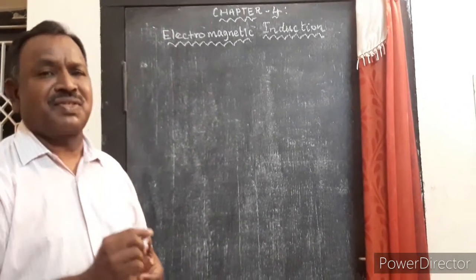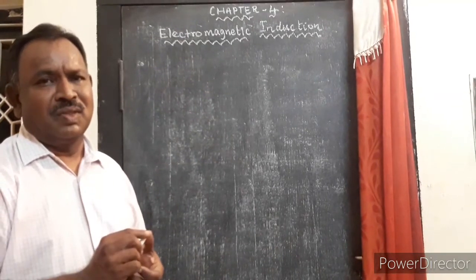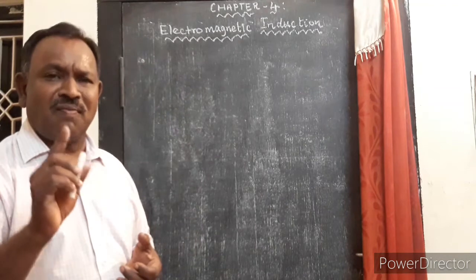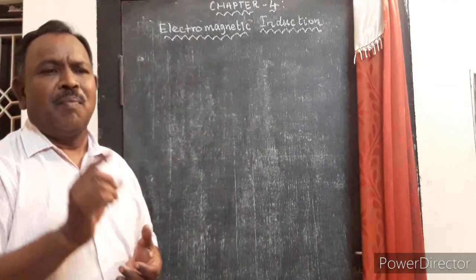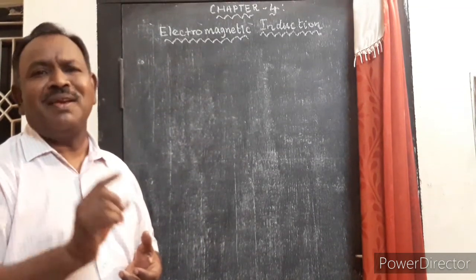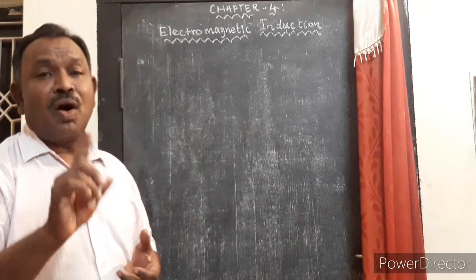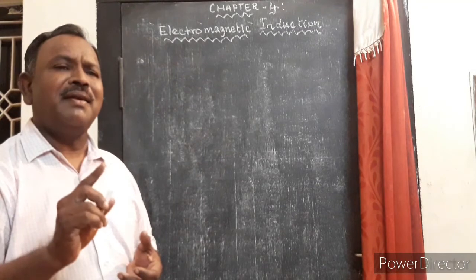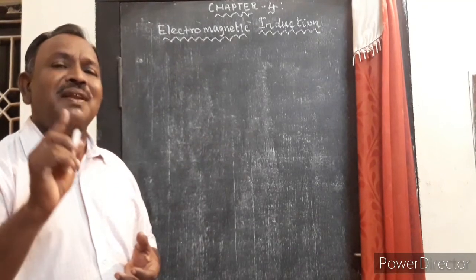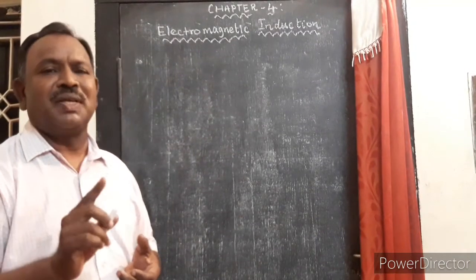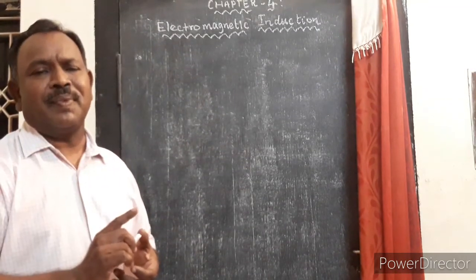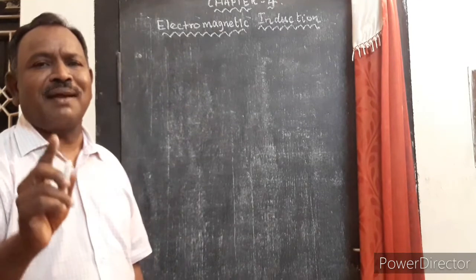Magnetic flux is nothing but the total magnetic lines of force passing through a given area normal to the area. Total magnetic field lines passing normal to the given area is called magnetic flux.